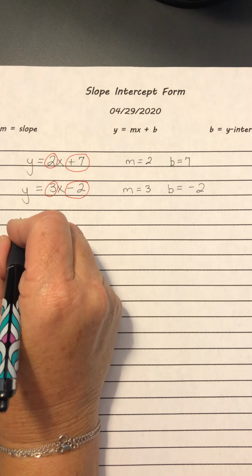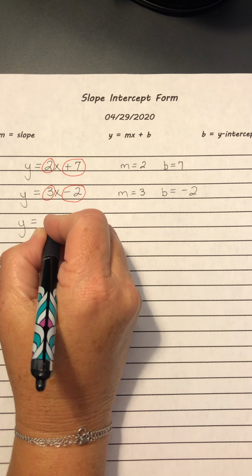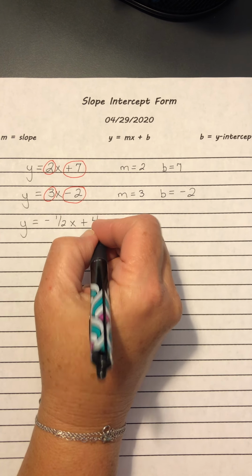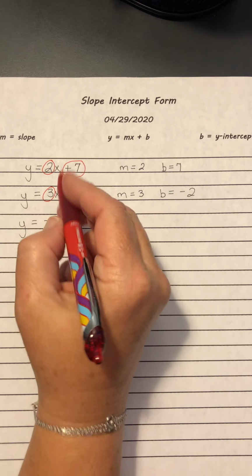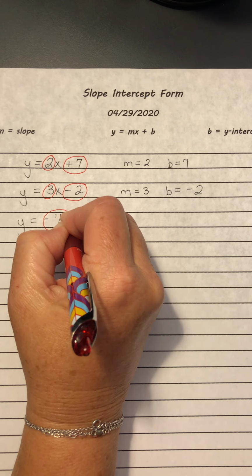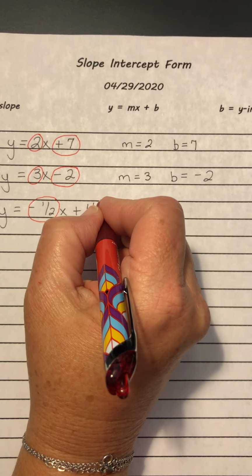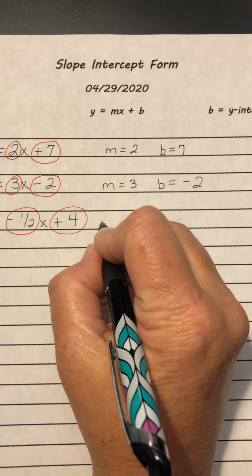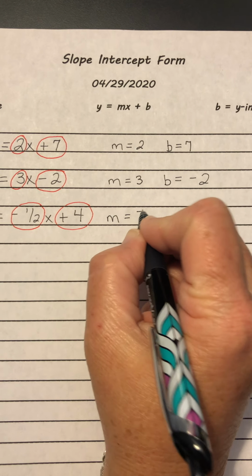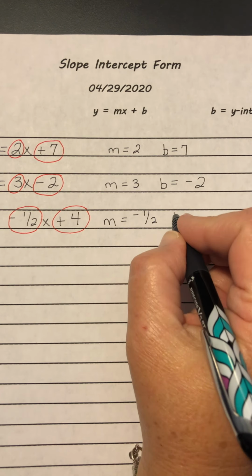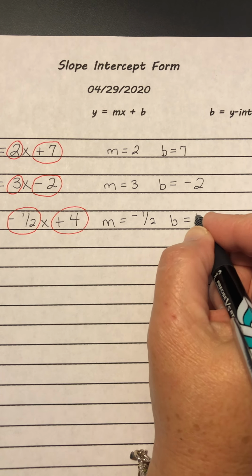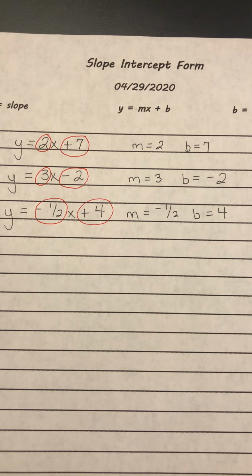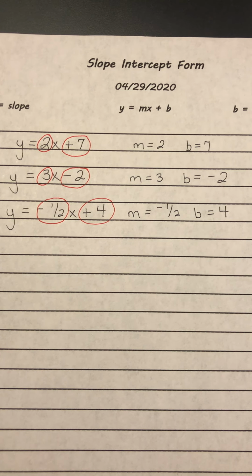And we can have a couple more, like y equals negative 1/2 x plus 4. Slope, negative 1/2. Y-intercept, positive 4. So I come over here. The slope is negative 1/2, and the y-intercept is 4. So again, they're very simple, nothing major. There's no mathematical calculation in these.